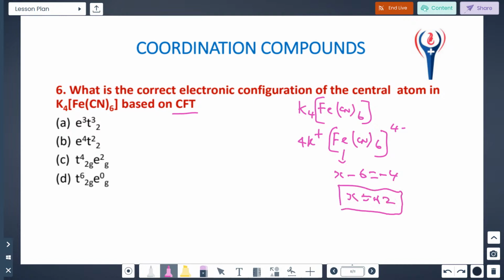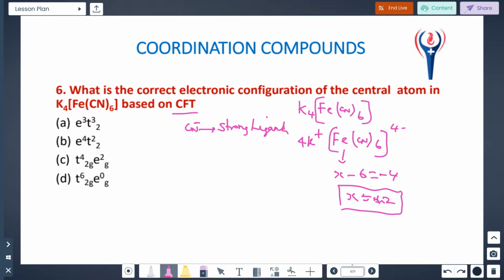Am I doing it correct or not? Okay, x is equal to plus 2. Then here, CN minus is what? It's a strong ligand. Just know that in the spectrochemical series we study weak ligands and strong ligands. CN minus is a strong ligand. Strong ligand means it is an octahedral complex.